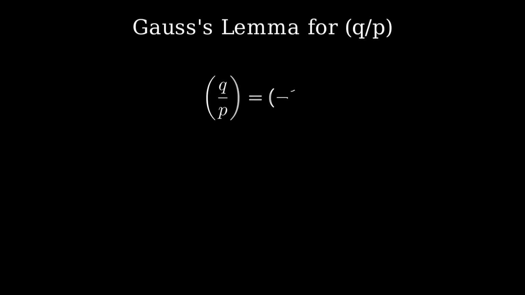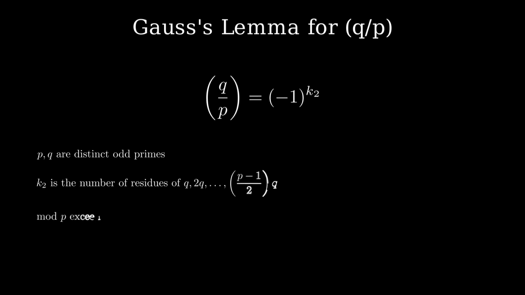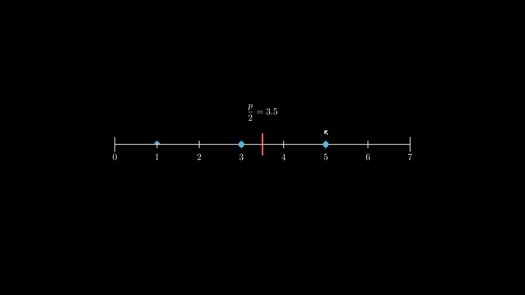Now we reverse the roles. We look at q, 2q, 3q, and so on, mod p. If one of those residues lies above p divided by 2, we count it. Suppose only one does, then k2 equals 1. So the Legendre symbol of 5 over 7 is -1.